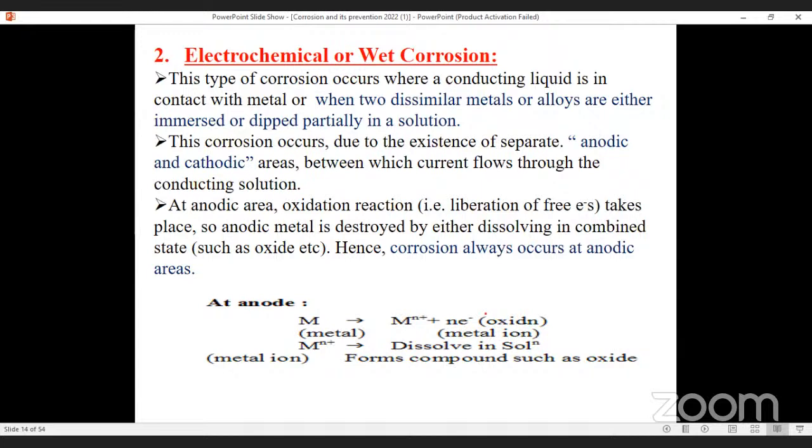Then, you people remember the corrosion process is carried out at the anodic part of the metal only. Whenever the metal acts as an anode, there the corrosion process takes place. Where does the corrosion process take place, right? So this is the corrosion process. Just see.